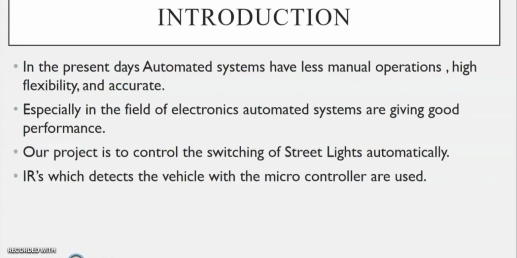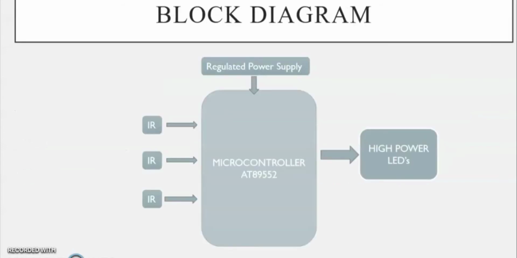The introduction of our project: an automatic street light controller is used to control the street lights, turning them on or off based on the light. Here we make use of an LDR, a light dependent resistor, an LED, a light emitting diode, and an Arduino or a microcontroller. This is our block diagram.